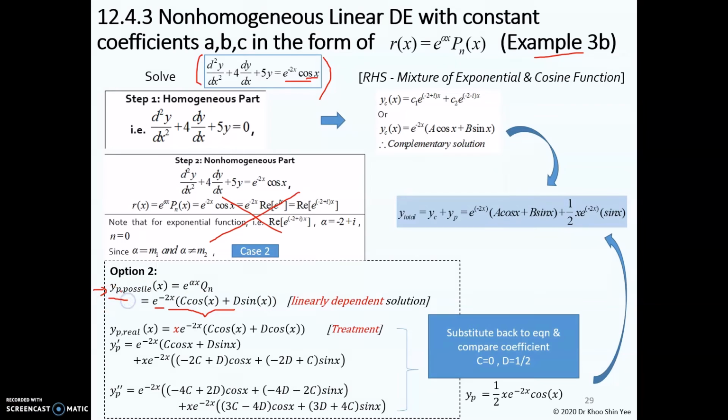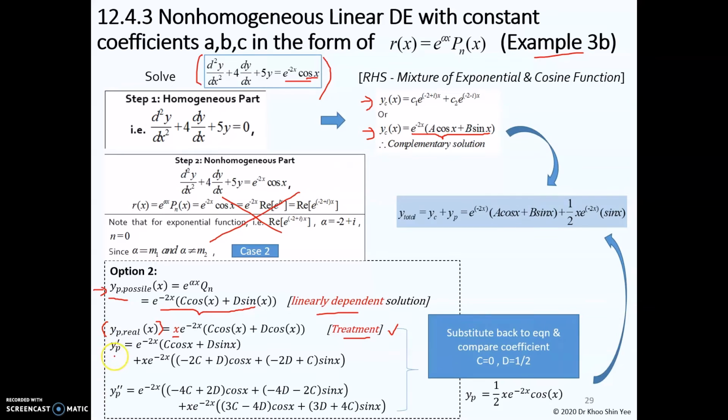To validate the particular solution, we compare it with the complementary solution. So you can see that the particular solution here is similar to the complementary solution. So both of them are linearly dependent. Therefore, we need to perform the treatment by multiplying it with the independent variable. After you perform the treatment, then you succeed in obtaining a yp solution that is linearly independent of the yc solution.